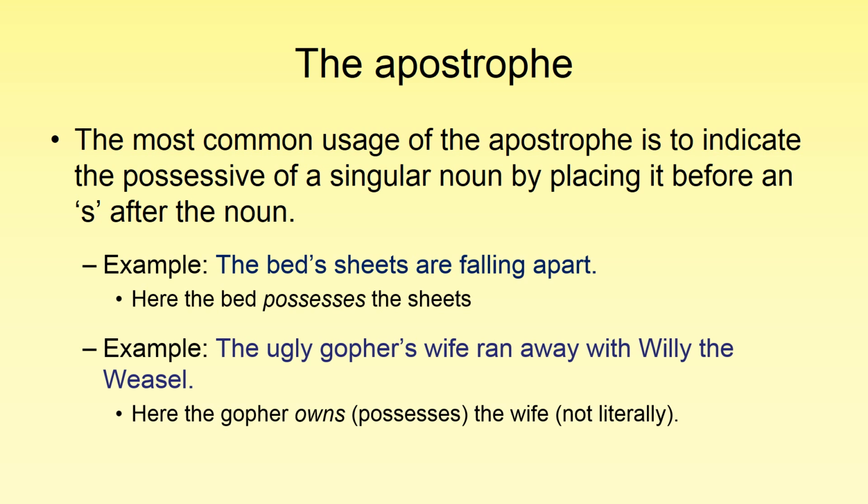Another example, the ugly gopher's wife ran away with Willie the Weasel. So here we have the ugly gopher owning the wife, not literally, I'm not trying to make a statement here. The ugly gopher's wife ran away with Willie the Weasel. So the gopher has the wife, therefore the apostrophe S.